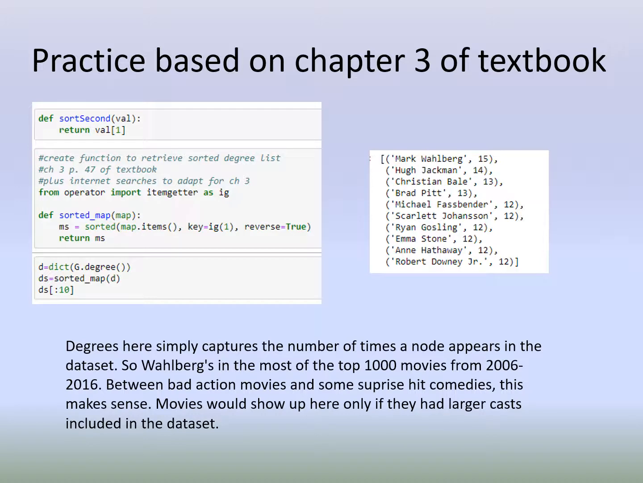Here we continue to practice some techniques shown in chapter 3 of the textbook. Degree here simply captures the number of times a node appears in the dataset. So Wahlberg is in most of the top 1,000 movies from 2006 to 2016. Between bad action movies and some surprising hit comedies, this makes sense. A movie would show up here only if it had a large cast included in the dataset.